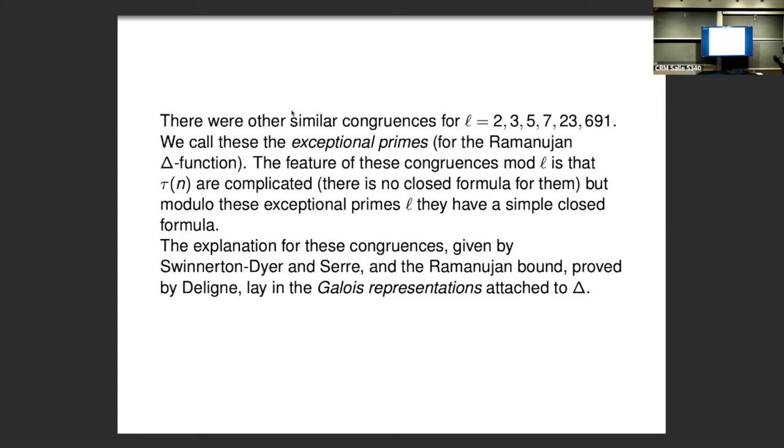So they tried to undertake a more systematic algebraic geometric study of mod P modular forms, which would explain why there are no more congruences other than these primes. The explanation for these congruences given by Ramanujan, given by Serre and Swinnerton-Dyer, and the Ramanujan bound, which was proved by Deligne later in the 1970s, lay in some sort of Galois representations which were attached to delta.